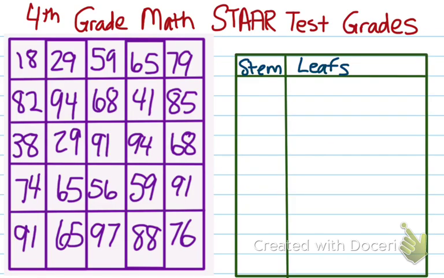Awesome. Now we're going to create a stem and leaf plot using this data. This is actual 4th grade math STAR test grades that I looked up that you guys took last year. Of course, you don't know who made which grade, but these are the actual grades. So we want to take each piece of data and put them into the stem and leaf chart. We need to see that each of these has a tens place and a ones place. So the tens place is going to be our stems, and each one place is going to be our leaves.